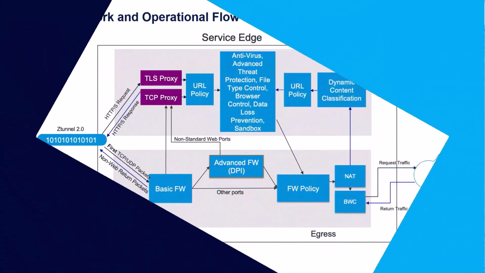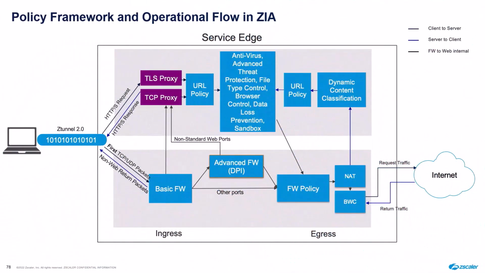Let's take a look at the policy framework for Zscaler Internet Access. As we go through this, it's important to understand the order of operation as a packet flows through the service edge. The tunnel from the client is terminated on the service edge and will identify traffic as being HTTP or HTTPS to flow through the proxy engine at the top.